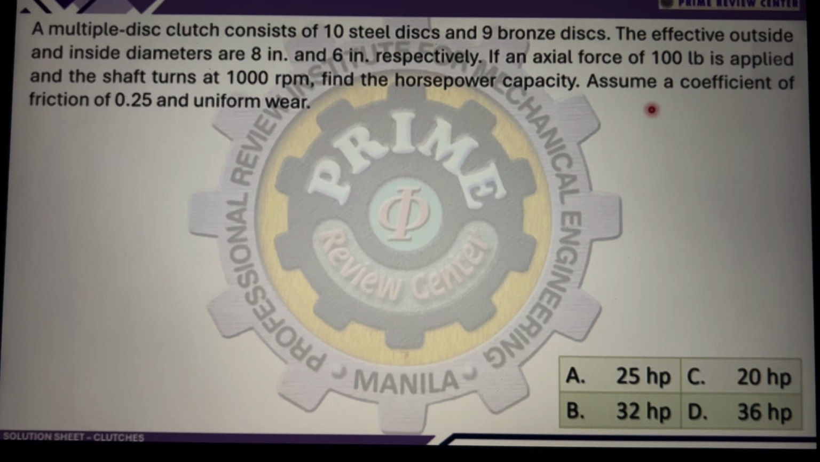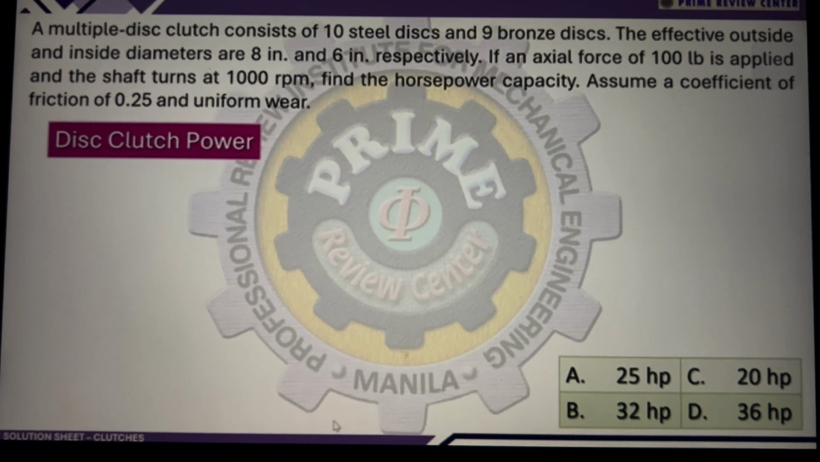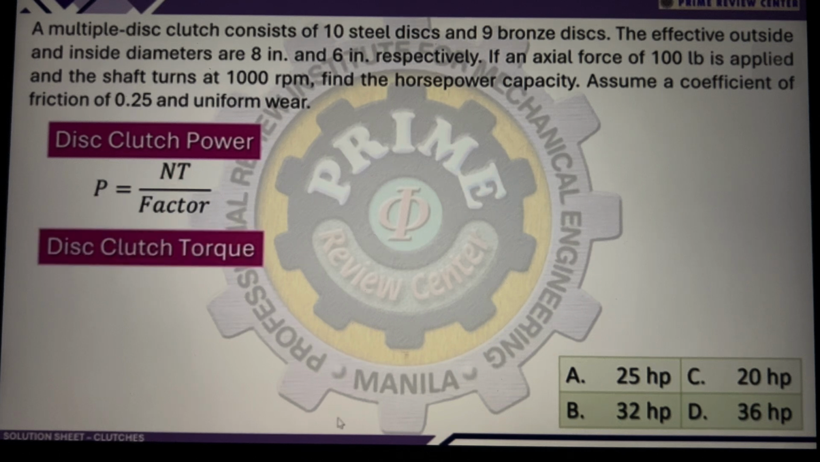So binigay na, binanggit na uniform wear ang gagamitin. So kung hinahanap yung horsepower, so paano natin kukompute? So let us recall yung disc clutch power natin. That is basically yung fan factor. Then pag meron tayong fan factor, as meron kang given na n, power can be determined by simply knowing the torque natin. So yung disc clutch torque is yung fan part.